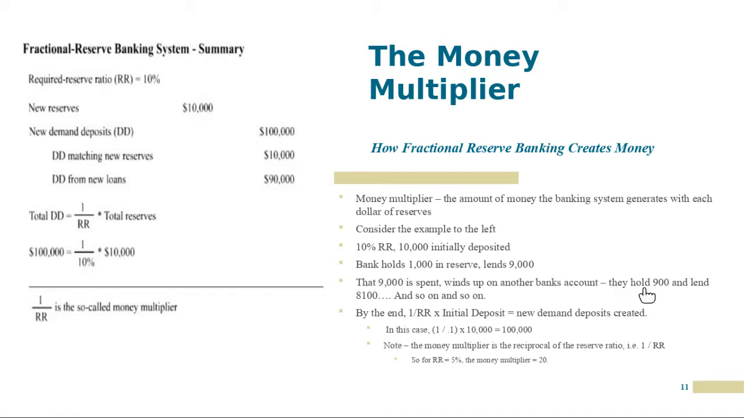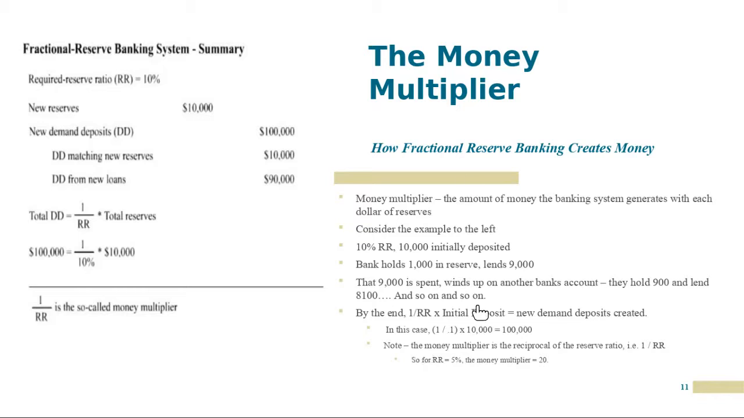That bank now holds $900, right? Because it's a ratio of 10%. 10% of $9,000 is $900, and they lend out $8,100, and so on and so on. By the end, we can determine how much new demand deposits are by doing 1 over the reserve ratio.